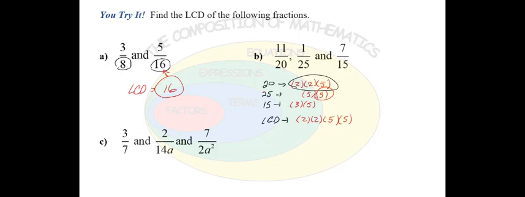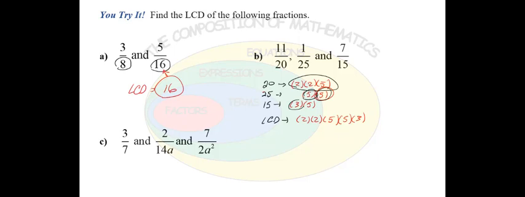And then the last, factors of 15 are 3 and 5. So a factor of 3 is missing. So we need to have a factor of 3 also. So our lowest common denominator then would have 2 times 2 times 5 times 5 times 3.